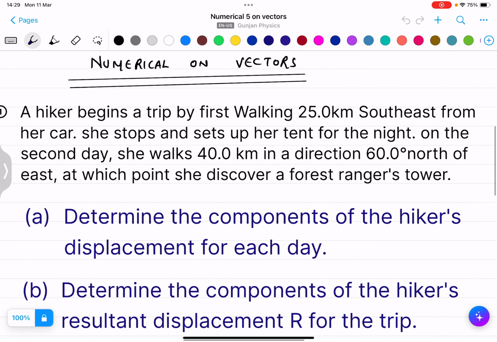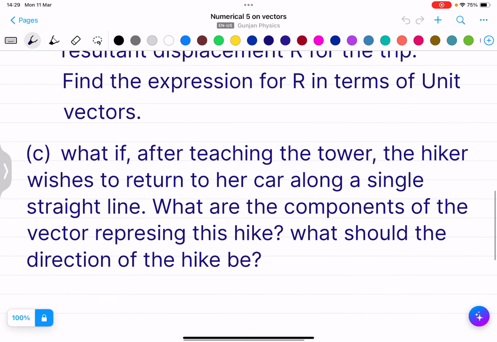So in today's class, we are going to do the numerical on vectors. So this is the first question we are going to do. The question says, a hiker begins a trip by first walking 25 kilometers southeast from her car. So we need to make a diagram first.